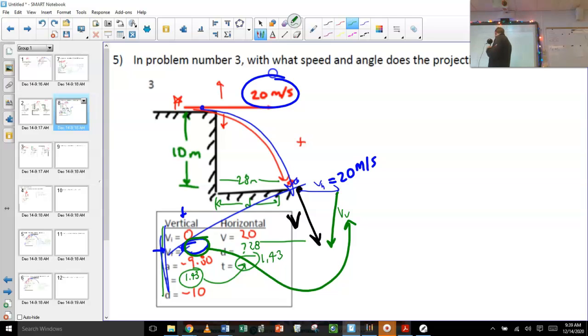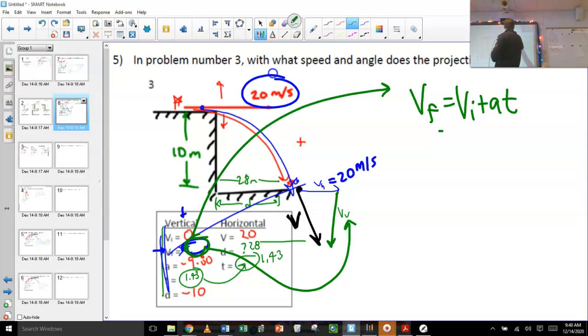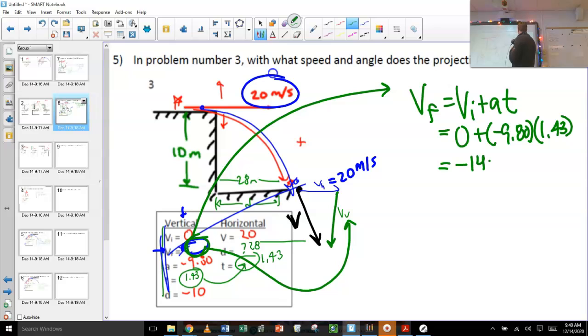To find my final velocity, VF equals VI plus AT. That's what I'm looking for. Initial velocity 0, the acceleration, and the time is 1.43. So if I take -9.8 times that, you end up with -14. So this equals 14. So to find my v, how fast does it hit the ground with?